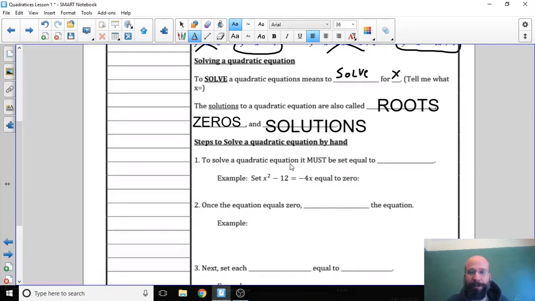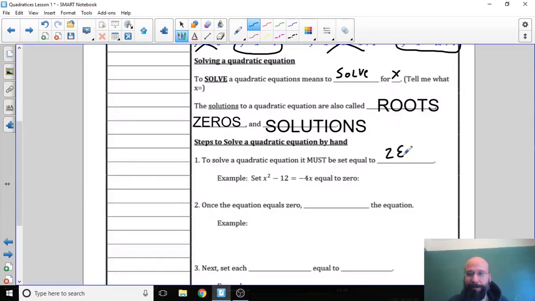To solve a quadratic equation, it must be set equal to 0. This is really important. It's got to be equal to 0. For instance, this one, x squared minus 12 equals negative 4x. You've got to set it equal to 0, so instead of equal to this, it needs to equal 0. That means we have to move this to the other side. What's the opposite of negative 4x? The opposite of negative 4x is plus 4x. And if you do it to one side, you have to do plus 4x to both sides.